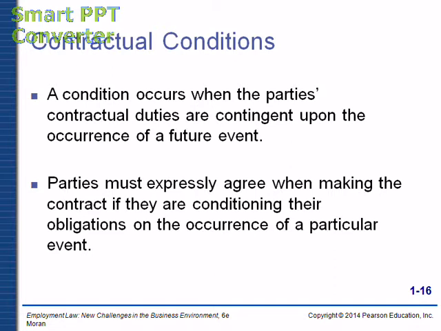Contractual conditions. A condition occurs when the party's contractual duties are contingent upon the occurrence of a future event. Parties must expressly agree when making the contract if they are conditioning their obligations on the occurrence of a particular event.